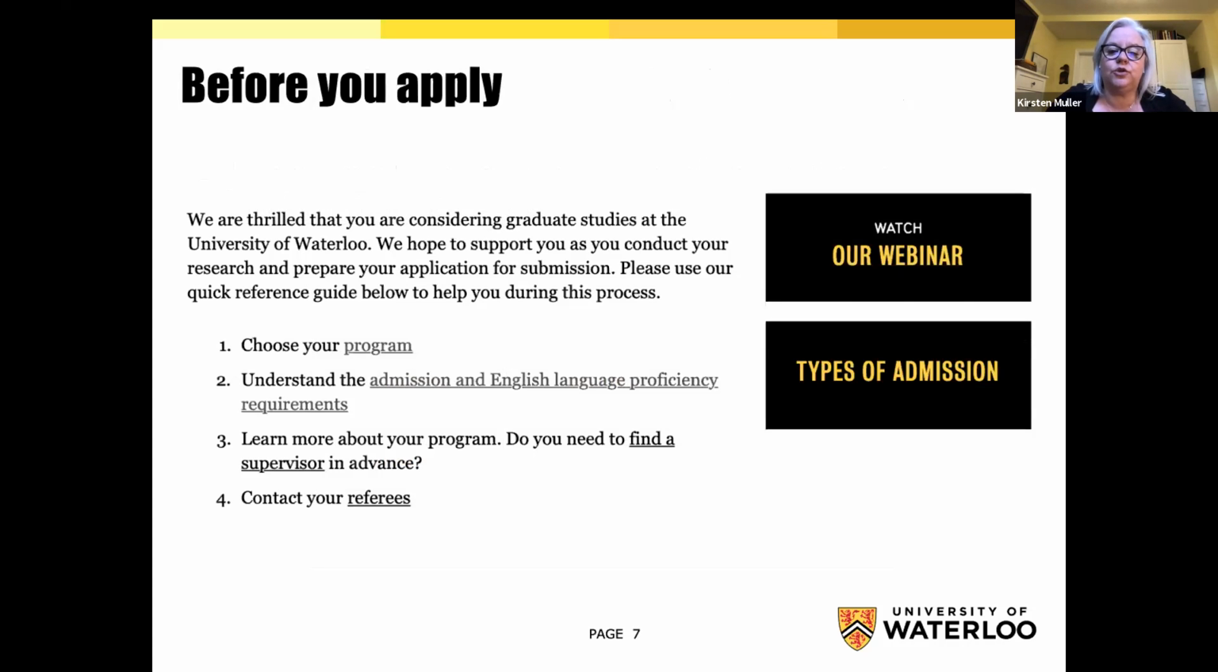You'll need to go into your program to find out if you need to find a supervisor in advance. It really varies across our campus. In my department, the Department of Biology, we expect our students to have identified and obtained a supervisor before they even apply to their program. Other programs may have you apply and then a committee determines which supervisor you will go to. And others will ask you to connect with a supervisor but not have a definitive answer from that supervisor in advance.